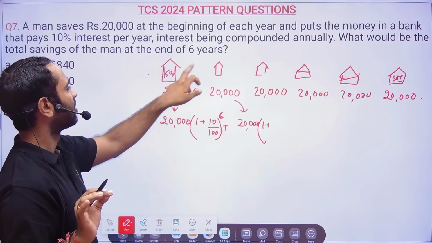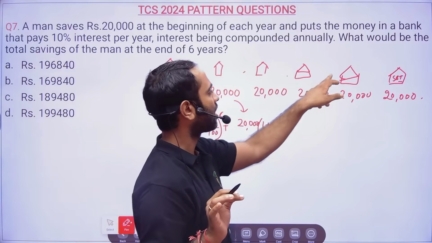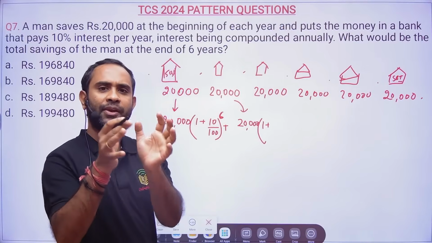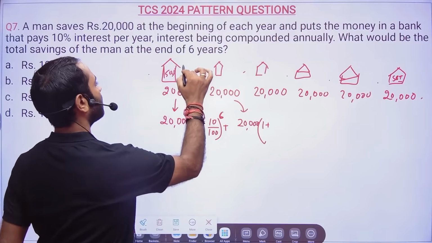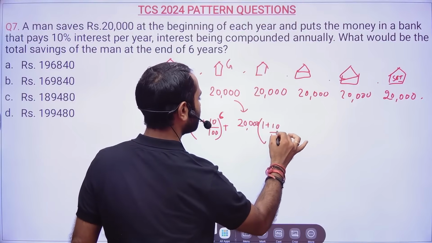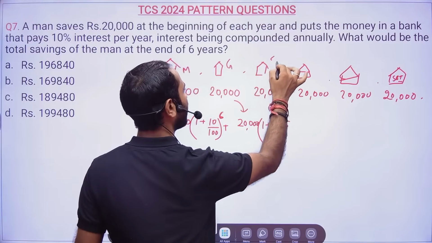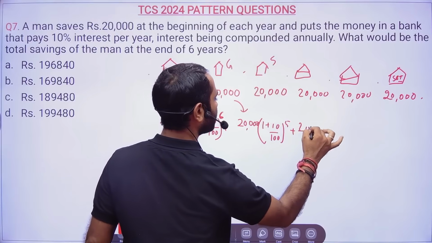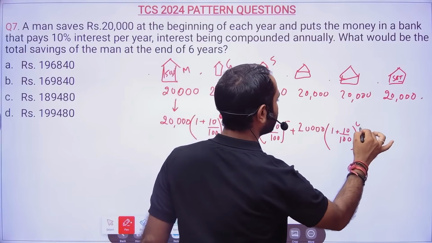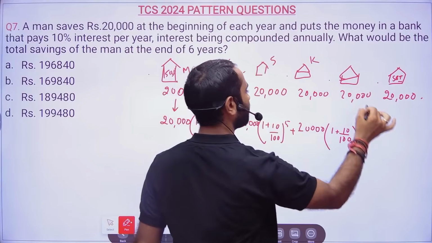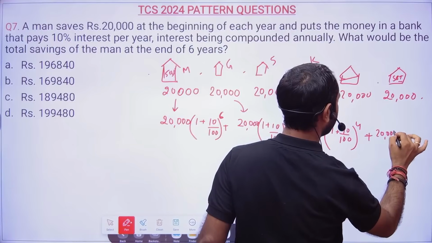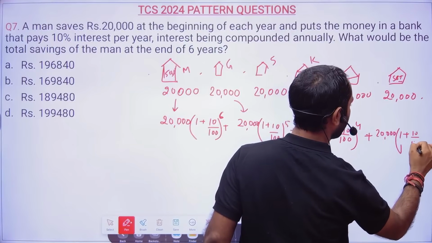Forget about separate. Suppose Ramesh, Suresh, Mahesh, Dhanesh, Kanesh, Ganesh, these are the 6 people. Every year they're going and putting money in the bank. So Mahesh put for 6 years. Ganesh is putting for 5 years now. And then Suresh is putting for 4 years. So 20,000 into 1 plus 10 by 100 to the power 3.